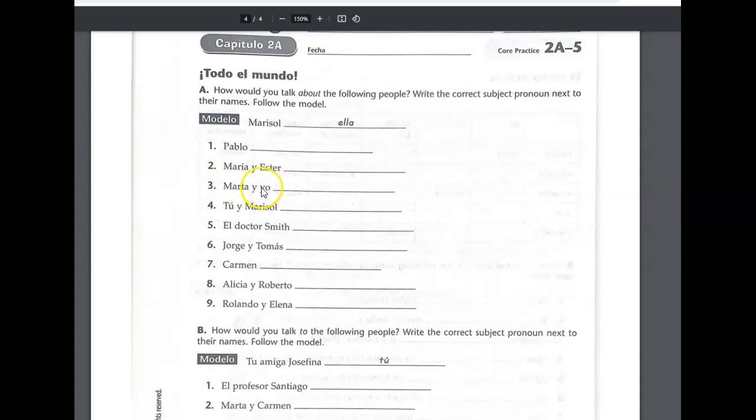Marta y yo, Marta and I, you're included in this group. So how would you refer to you and Marta? Depends on your gender, right? If you're female, it would be nosotras. If you identify as male, it would be nosotros. How would you talk to Marisol and somebody else? This would be ustedes. Talking to a group of people.